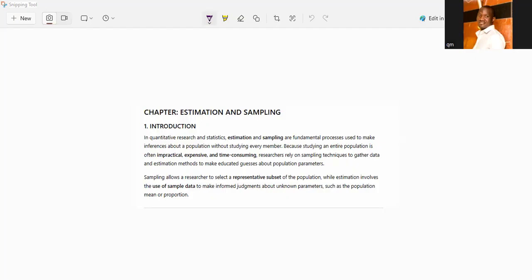So what is an estimate? What is a sample? We'll learn how sampling allows the researcher to select a subset of a population, while estimation will use that sample data to make informed judgments about a population parameter. So when you're dealing with a population parameter, we're dealing with the entire space, and the sample is a subset of this population.